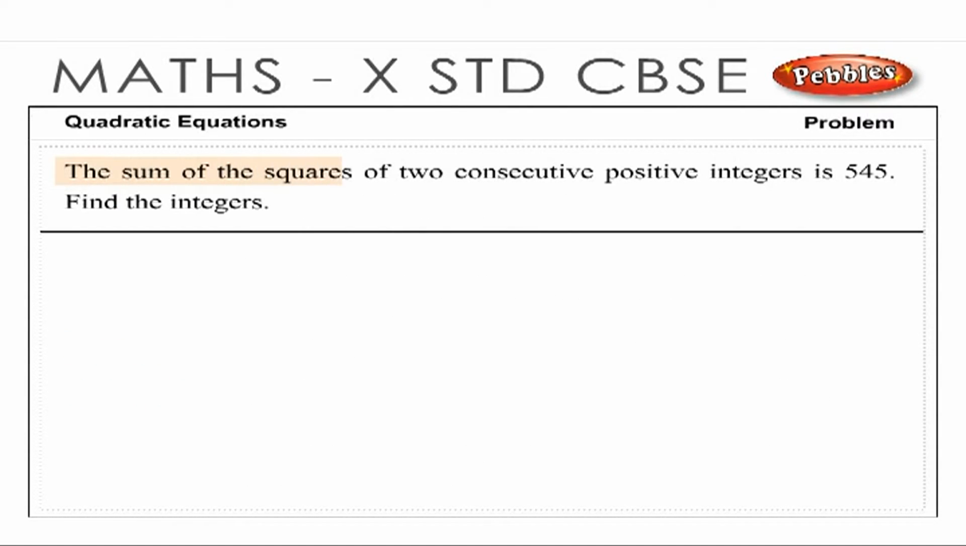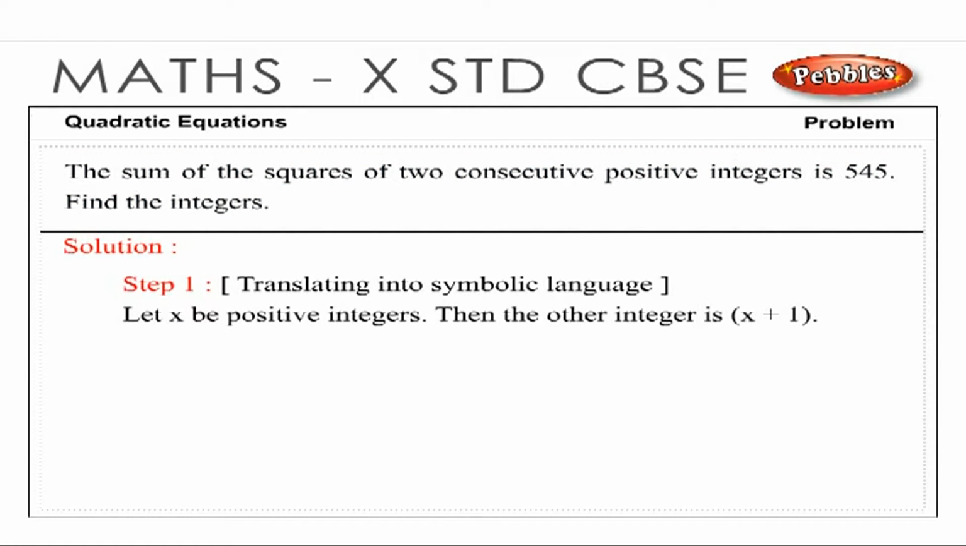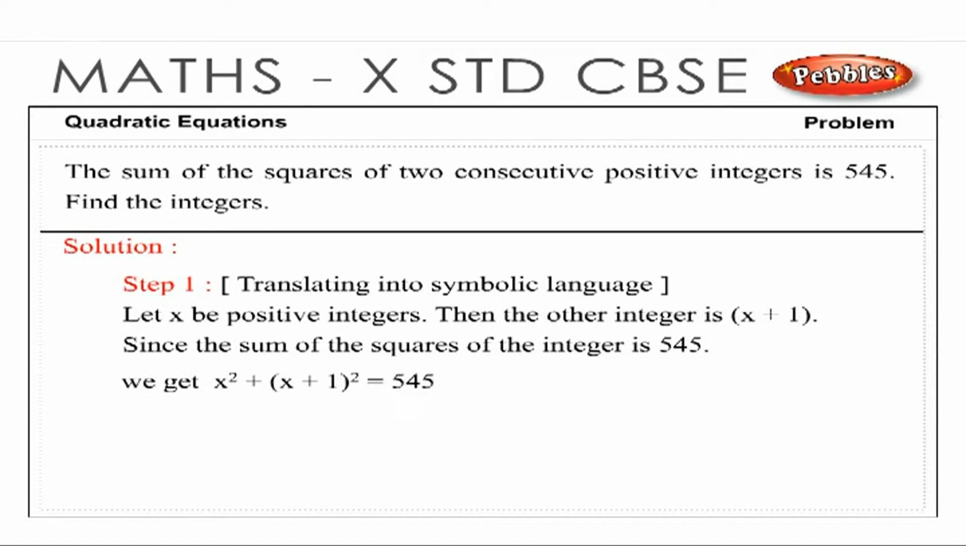The sum of the squares of two consecutive positive integers is 545. Find the integers. Solution. Step 1. Let x be the positive integer. Then the other integer is x plus 1. Since the sum of the squares of the integers is 545, we get x square plus (x plus 1) whole square is equal to 545.